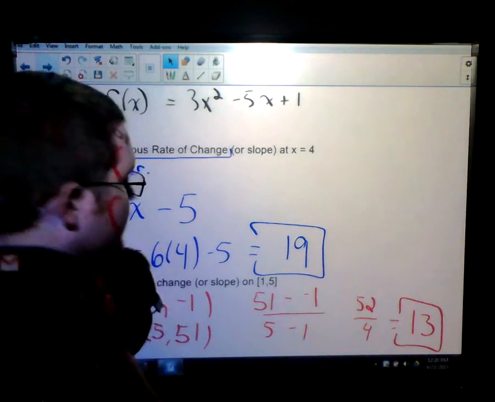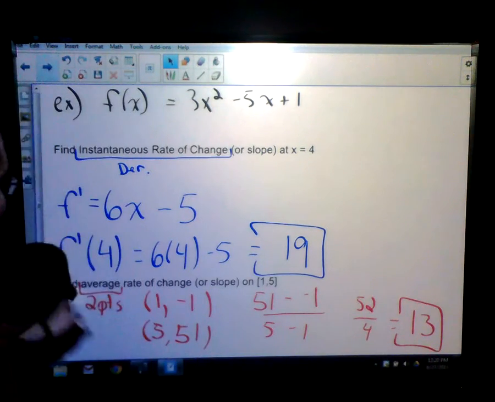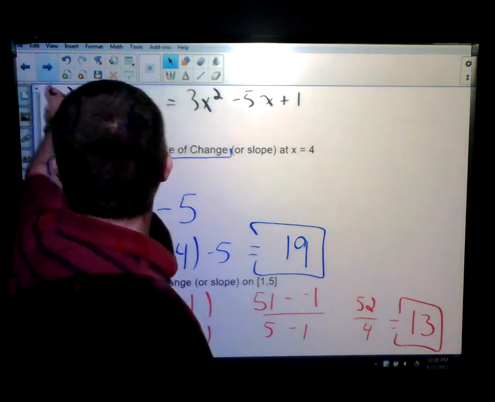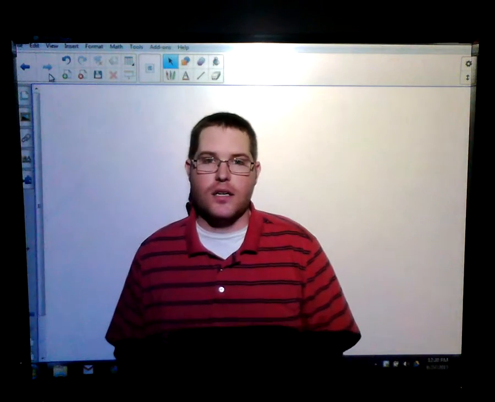What's the difference? Instantaneous, derivative, plug in the point. Average, two points, find the slope. Most confused topic in this section. That's why there's a mini lesson on it.